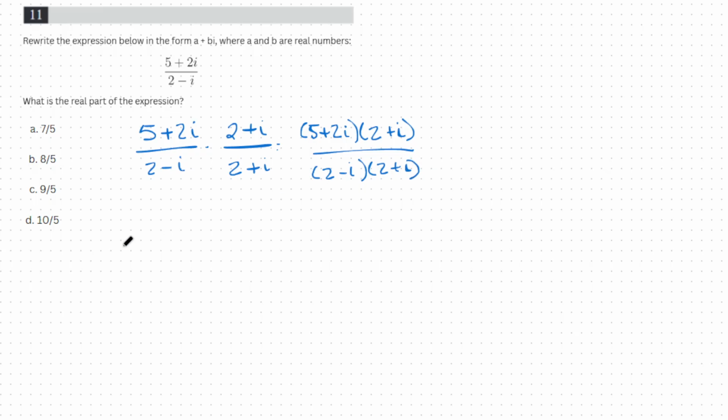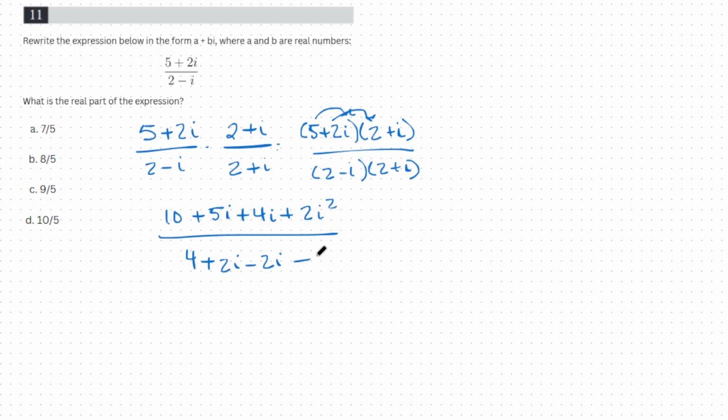Well, when we conjugate, what we'll do is we'll just factor it out here, and we'll get 10 plus 5i plus 4i plus 2i squared over 4 plus 2i minus 2i minus i squared. So our two i's will cancel out on the bottom here.